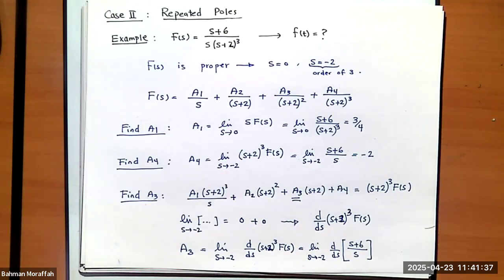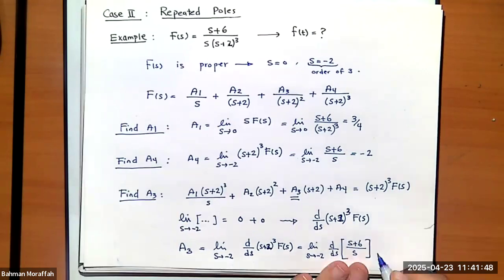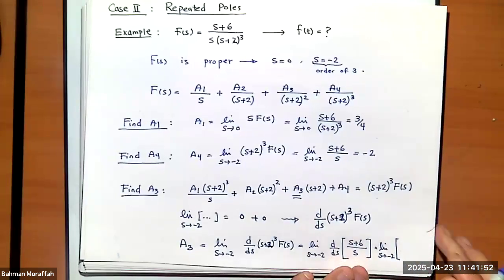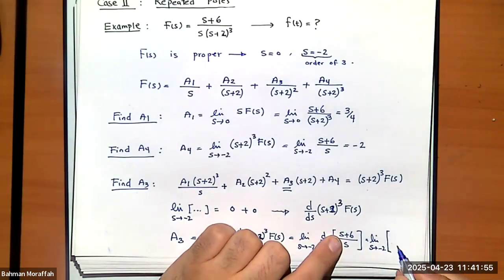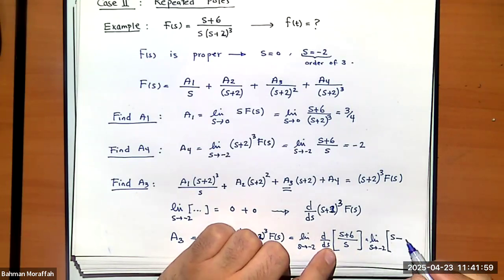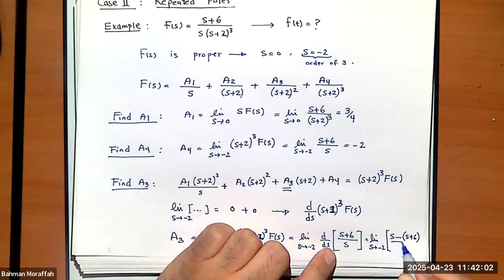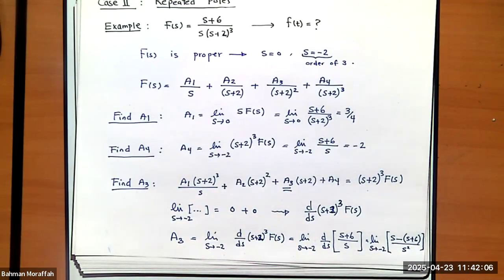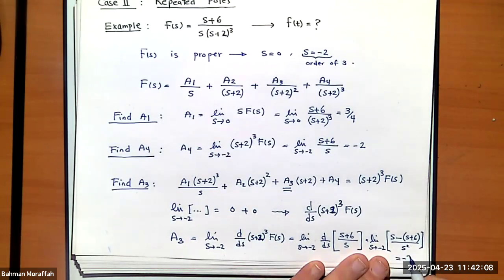How do I find the derivative of a division? It's (u'v - uv') divided by v squared. So the limit as s goes to -2 is 1 times s, minus the derivative of the denominator, which is 1, times (s+6), divided by s squared. So that's basically -3/2.